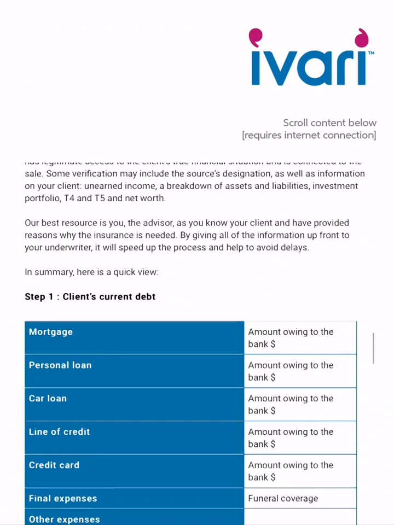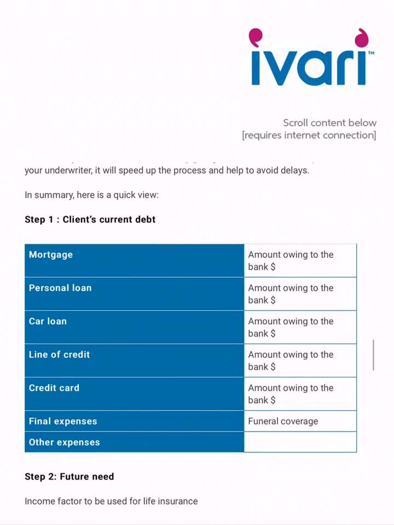Some verification may include the sources and designation as well as information on your client, unearned income, a breakdown of assets and liabilities, investment portfolio, T4 and T5, and net worth. Our best resource is you, the advisor, and as you know your client and have provided reasons why the insurance is needed. By giving all the information up front to the underwriter, it will speed up the process and help to avoid delays. In summary, here's a quick view.